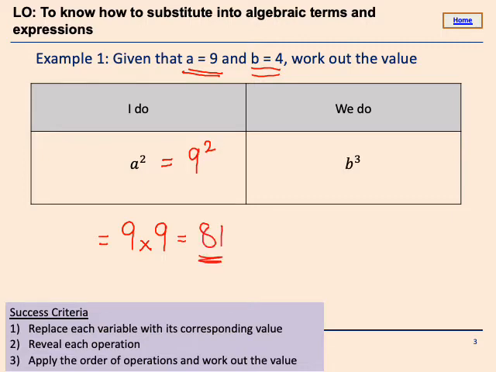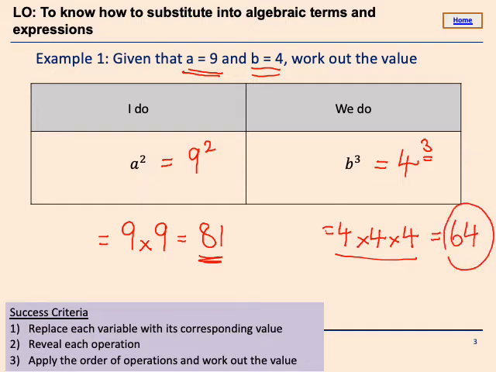So pause the video now and give yourselves 30 seconds trying to solve the we do. Okay, so here we go. So we're substituting in B. We're told that B is equal to 4. So B cubed is just 4 cubed, which we know is 4 times 4 times 4. So as you can see, that 3 corresponds to the fact that we've got 3 of these 4s multiplying together. So we know that gives us 64 from all our practice on powers and indices. So give yourselves the mark if you got that right.